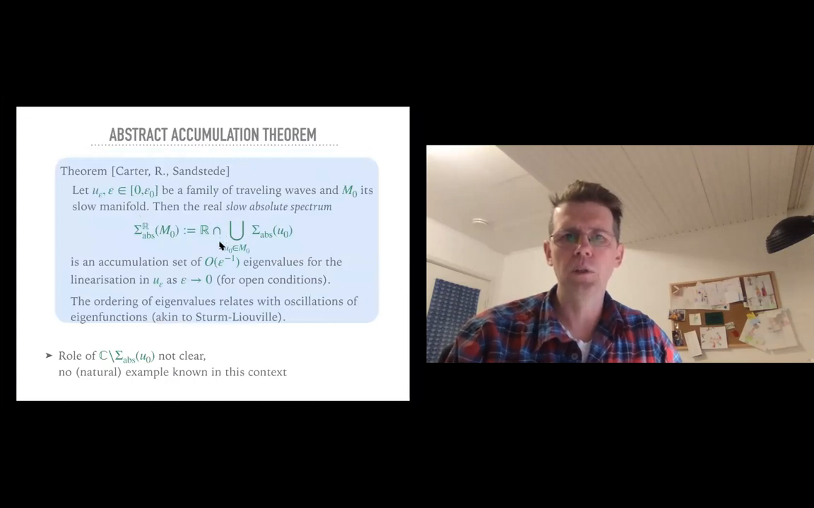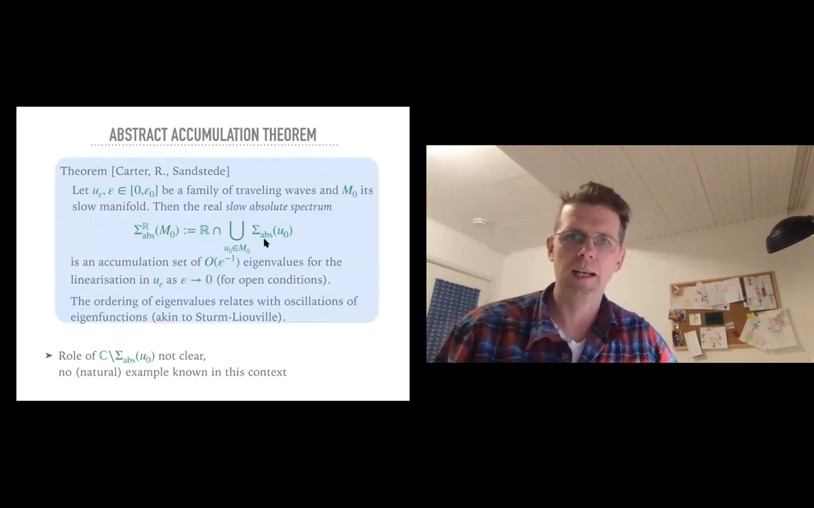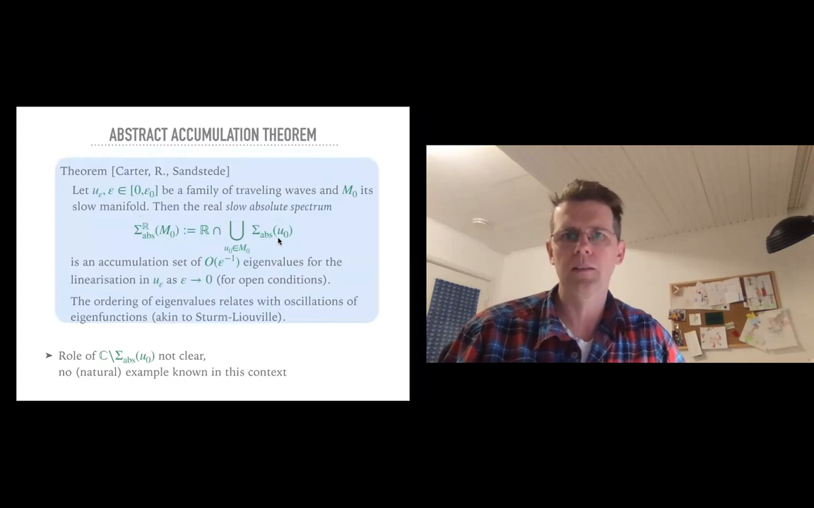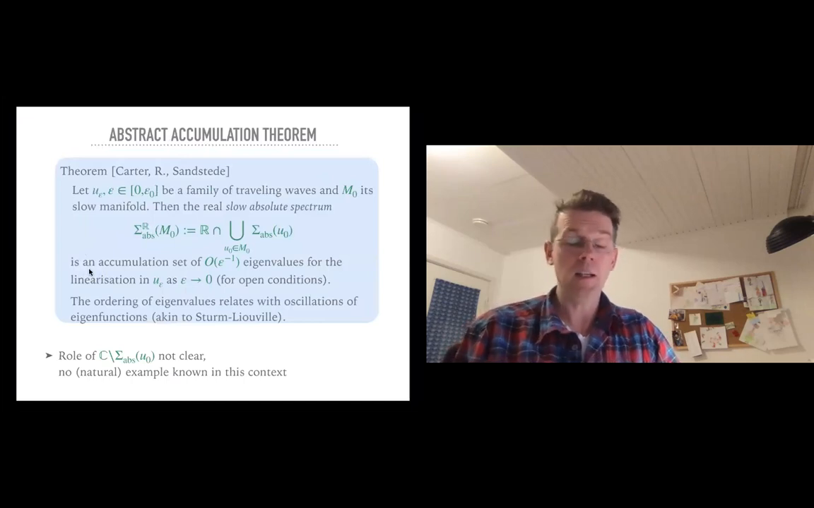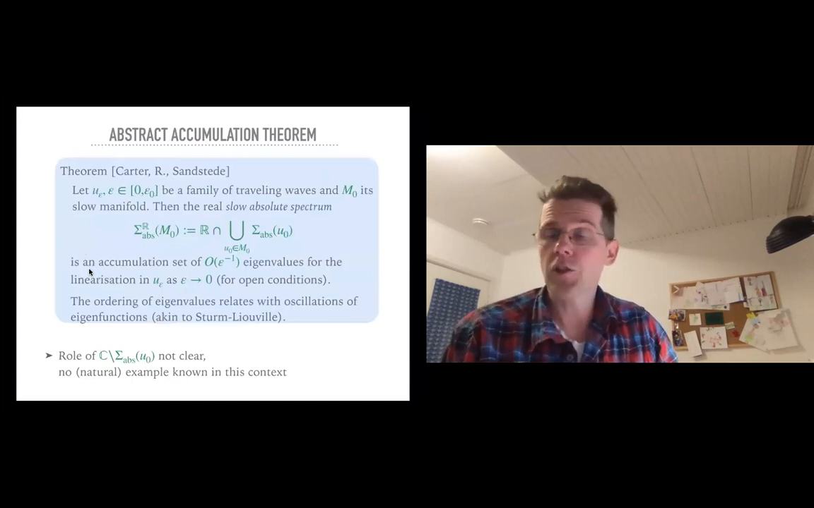And then it is the union along the slow manifold of certain sets sigma abs of U0. And I'll try to explain what this is. These are, in words, the absolute spectra associated with these points on the slow manifold. So this set here is an accumulation set of, again, order 1/epsilon eigenvalues for the linearization in U epsilon as epsilon goes to 0 for certain open conditions. Now, this is a little bit weaker than before because here I only say that it is an eigenvalue accumulation set. Potentially there might be more.